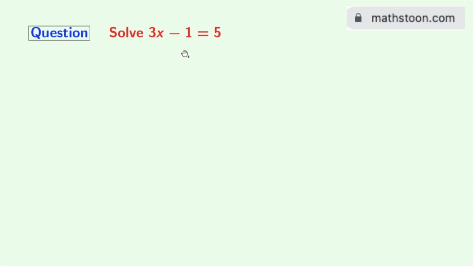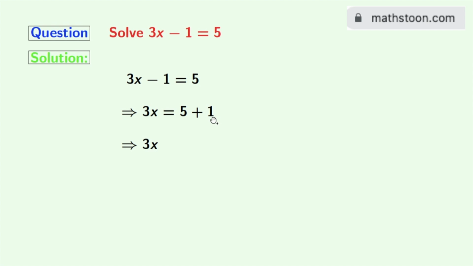Now let's start. This is our given linear equation. Now to separate the variable x and the constant terms, we will move -1 to the right hand side. Doing so, we will get 3x = 5 + 1. Here the negative sign will become positive. As 5 + 1 is 6, we get 3x = 6.